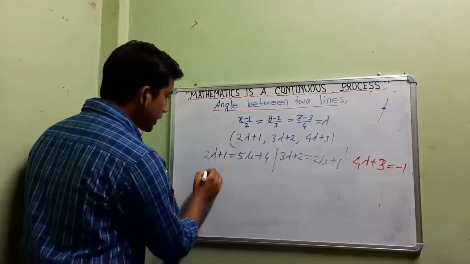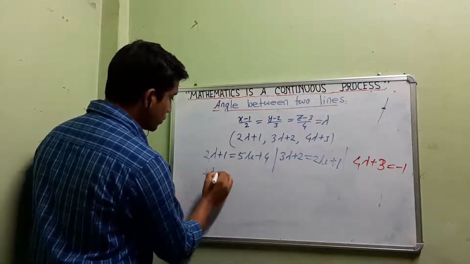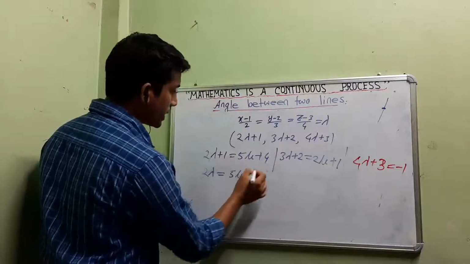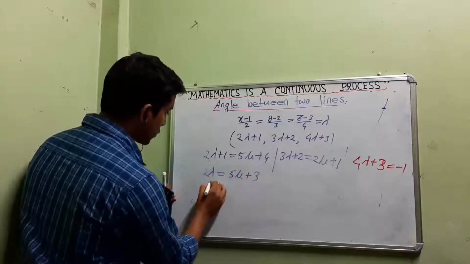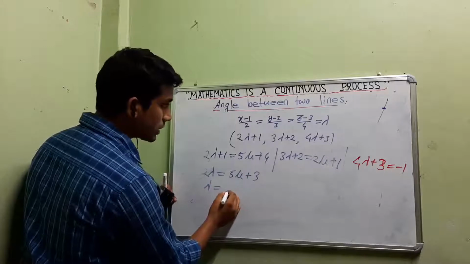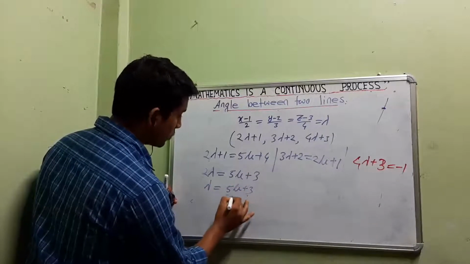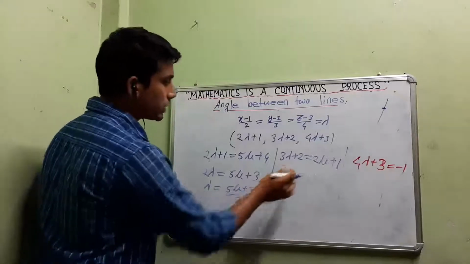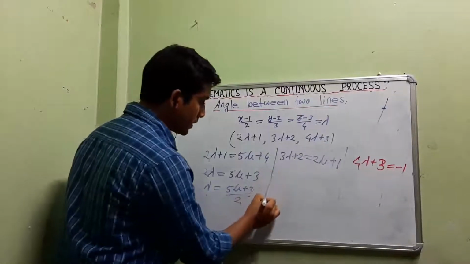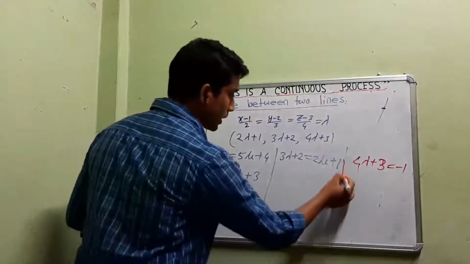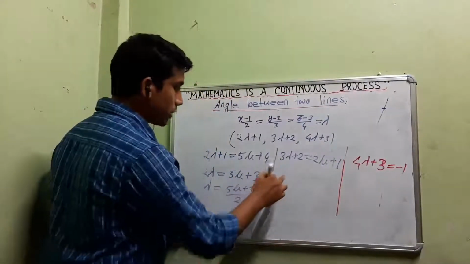So from here, 2 lambda is equal to 5 mu plus 4 minus 1, so it will be plus 3. So lambda is equal to 5 mu plus 3 divided by 2. This value of lambda I will put in the second equation, using the method of substitution. So put the value of lambda there.